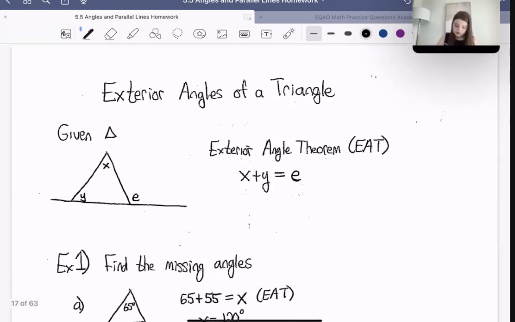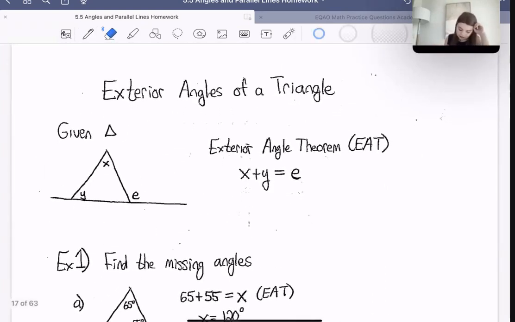So, the theorem says that given a triangle, if we know these two angles and we know this angle, or we only know some of them, we know that x plus y is equal to e. Now, why might this be the case? How come this is something we know?